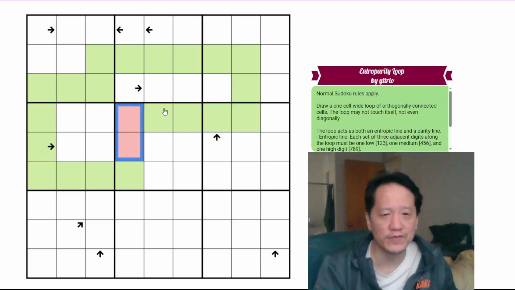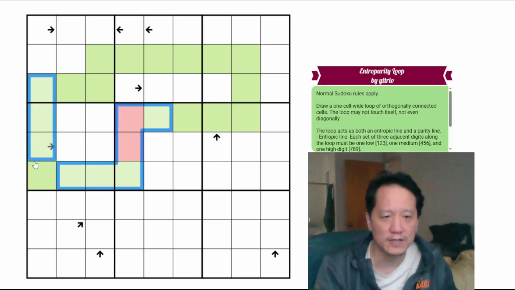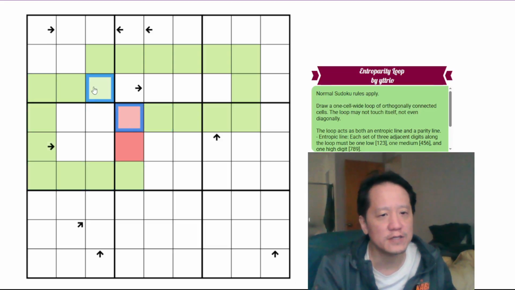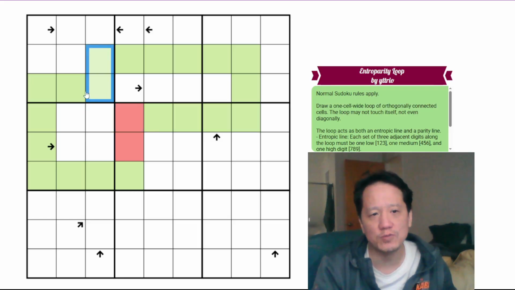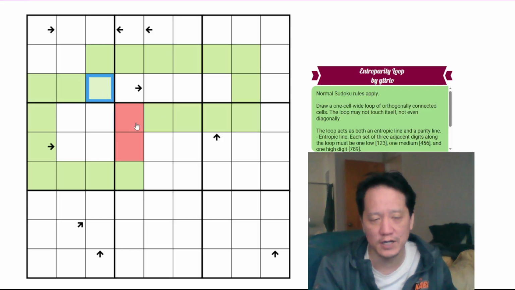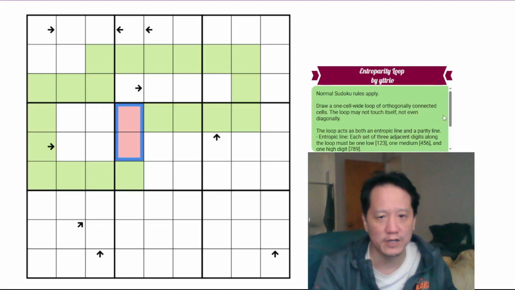This is also not a valid example of an orthogonally connected loop, because we cannot touch ourselves. The loop cannot touch itself diagonally, and this touches itself diagonally. If cells on the loop share a corner, they must be neighbors or they must share a neighbor. These are not neighbors, and they don't share a neighbor. So that's the reason why I have the definition of the orthogonally connected loop as I do.